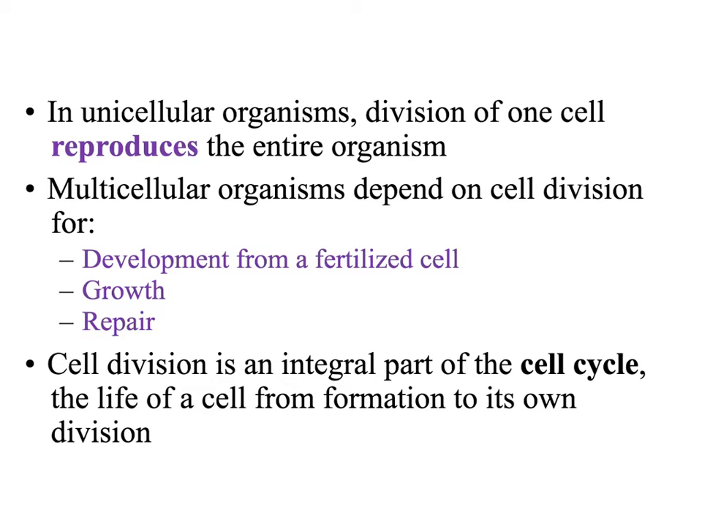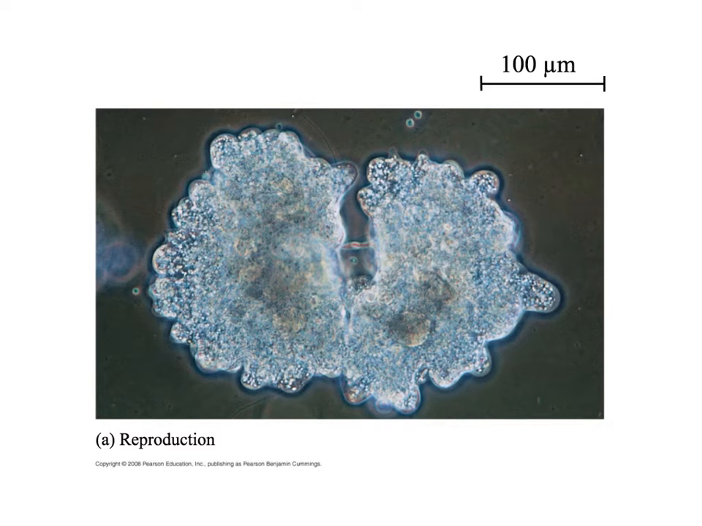Cell division is an integral part of the cell cycle. What is the cell cycle? The cell cycle is simply the life of a cell from its formation to its own division. You see in this picture, this is an Amoeba, and the Amoeba divides into two. One Amoeba divides into two, and it means reproduction for a unicellular organism. Cell division means reproduction.